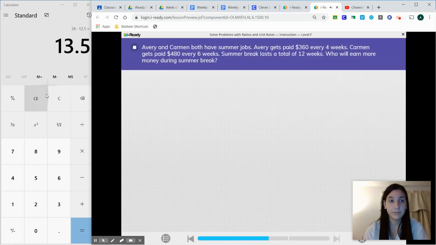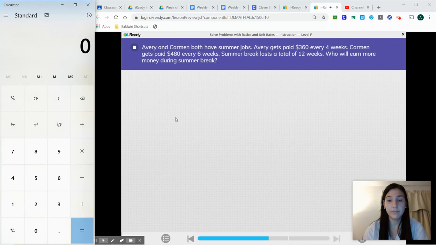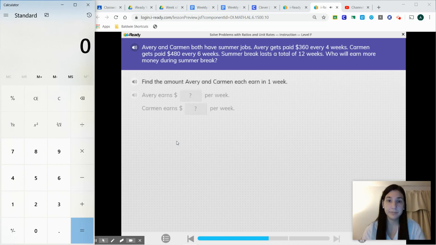Avery and Carmen both have summer jobs. Avery gets paid $360 every 4 weeks. Carmen gets paid $480 every 6 weeks. So again, find the unit rates of both. Summer break lasts a total of 12 weeks. Who will earn more money during summer break? And then we're going to compare.